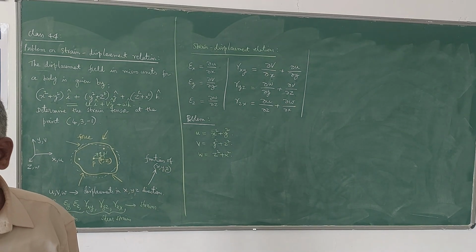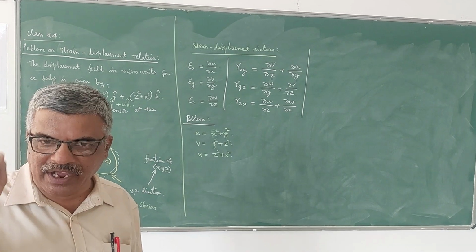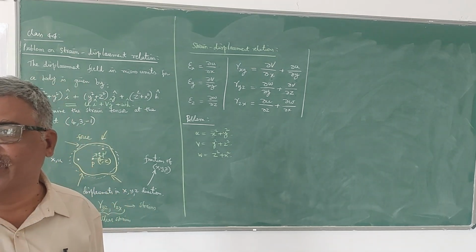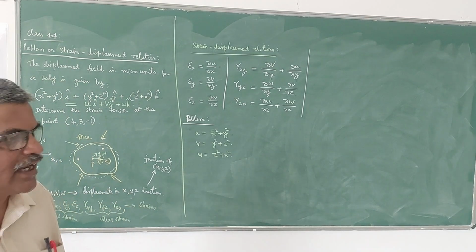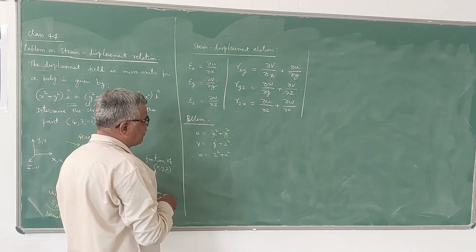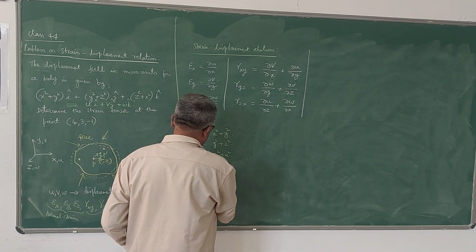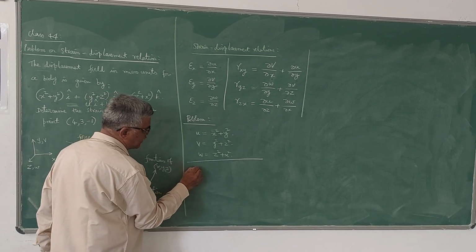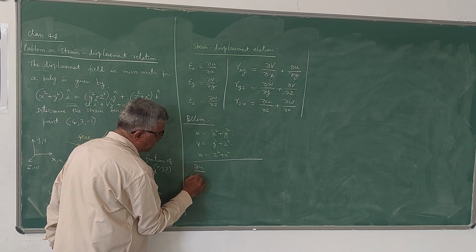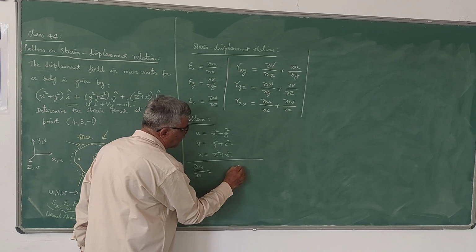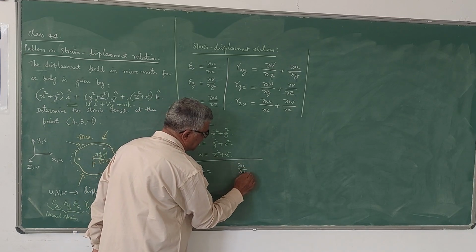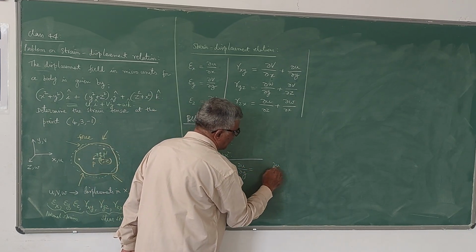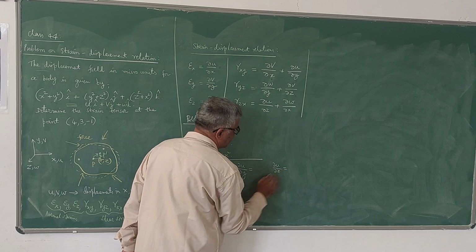u, v, w. We have to differentiate with respect to x, y, z. That means totally 3 into 3, 9 derivatives we have to take. So let me take one by one. First I will take this u and I will write all the 3 with respect to u. That means dou u by dou x I will take. Then dou u by dou y I will write. Then dou u by dou z.